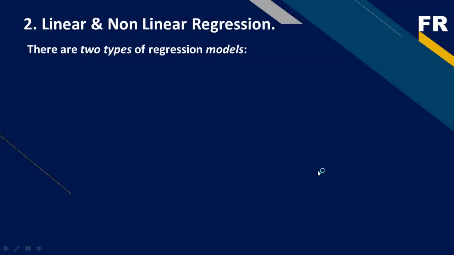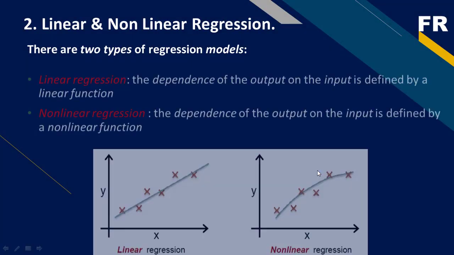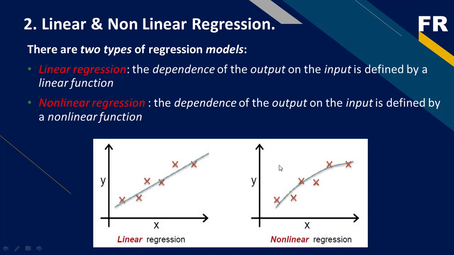There are two types of regression models. The first one is linear regression and the second one is non-linear regression. In linear regression, the dependency of the output on the input is defined by a linear function. In this graph, the straight line is there and the output of this point depends upon the input of this point. In non-linear regression, the dependency of the output on the input is not linear. That's why it's called a non-linear function.